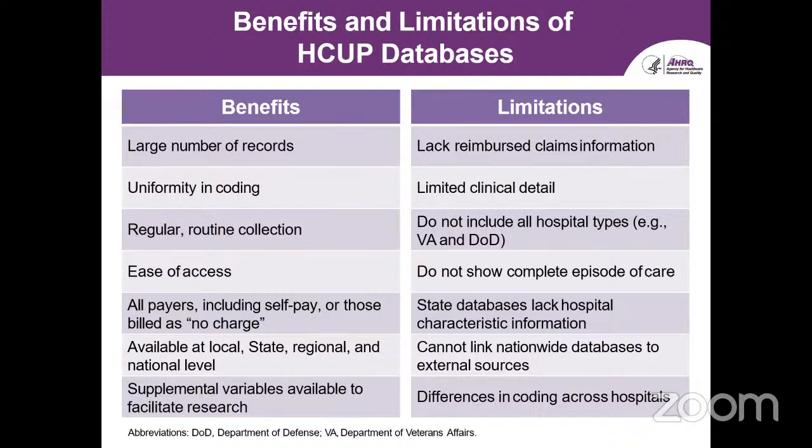So what are the limitations? You do not have access to reimbursed claims information. You have limited clinical details, so you might not actually know what the intricacies of a certain admission or a certain mortality were. You'll just get numbers. It doesn't include the VA, and it doesn't show the complete episode of care. They lack hospital characteristic information, making it harder to identify which hospital you're referring to. And you cannot link nationwide databases to external sources.